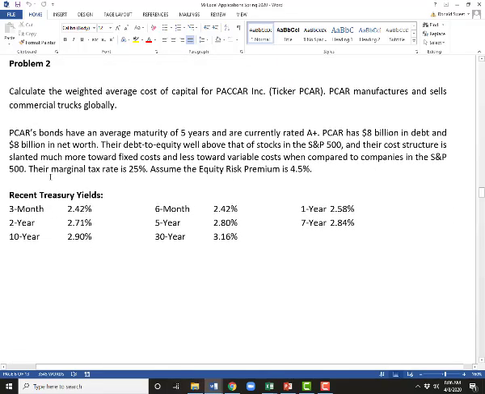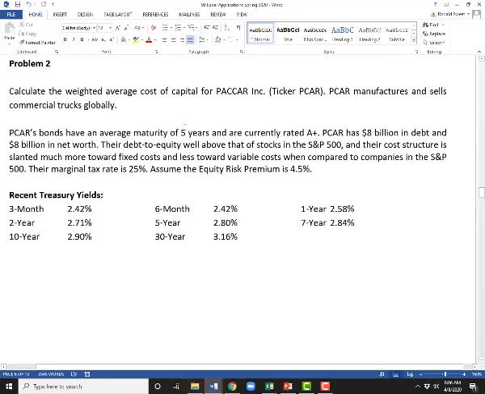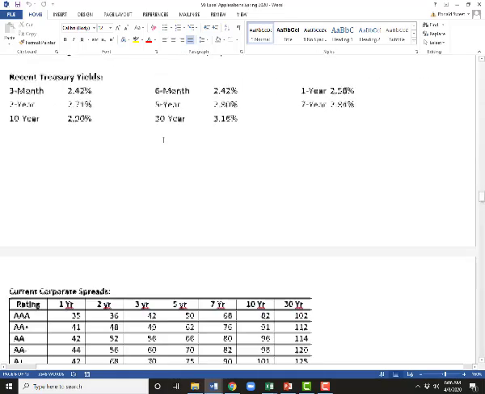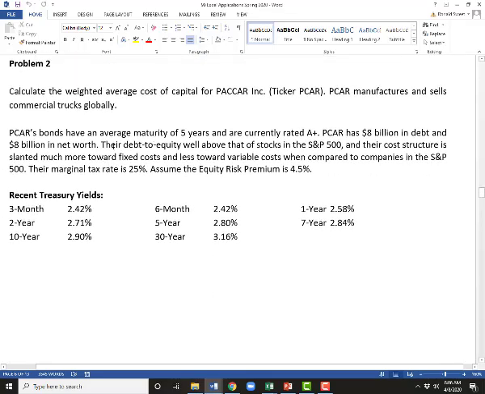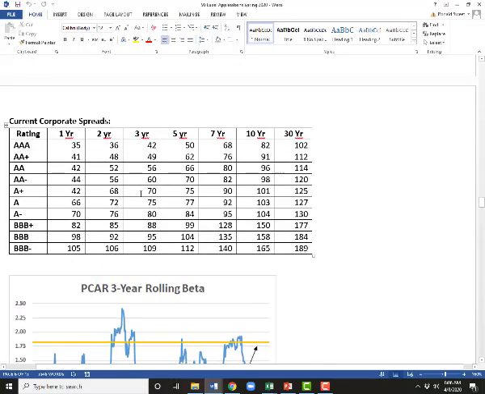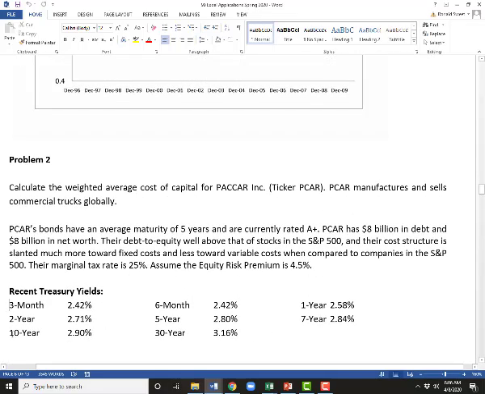So what you have to do in this problem, you've got Packer. You have all the information you need to calculate their cost of capital. You have the risk-free rate, and you have the spread for the debt. You have the risk-free rate for equity. You have the market or equity risk premium for equity. So what do you need? You need the beta for Packer.